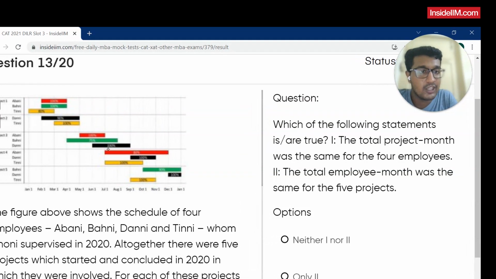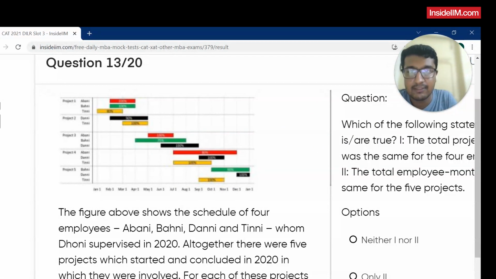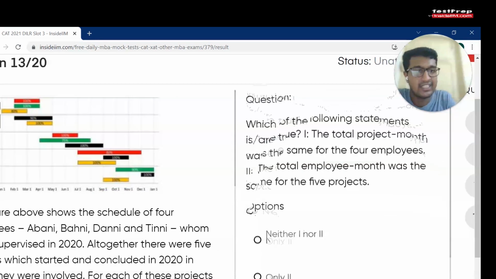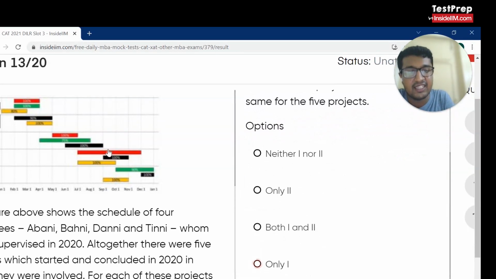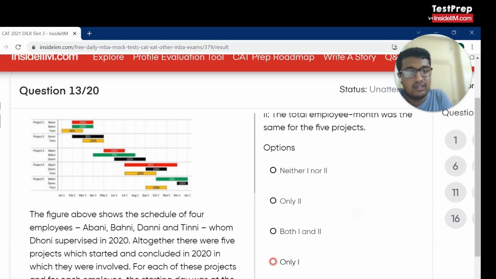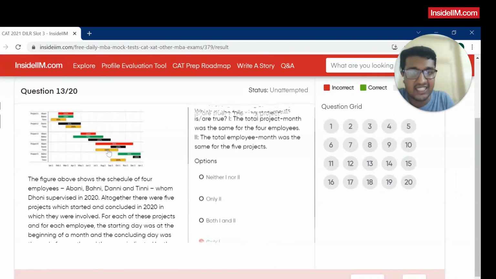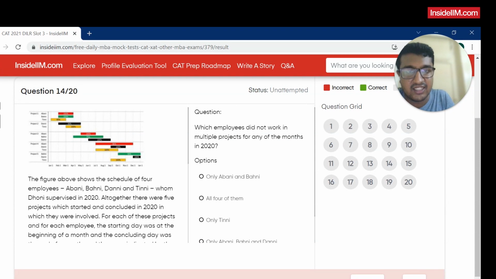Statement 2, the total employee month was the same for the 5 projects. Total employee months, so the number of months each employee, were 2 plus 2 plus 2, which is 6. For the second project, it's 3 plus 2, 5. And so they both are not equal, so I can say only 1 is the correct answer. Whichever option says that, in this case it's 4th, so only 1 is the answer.